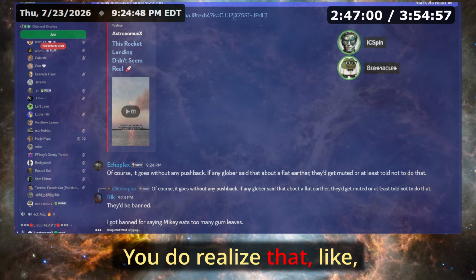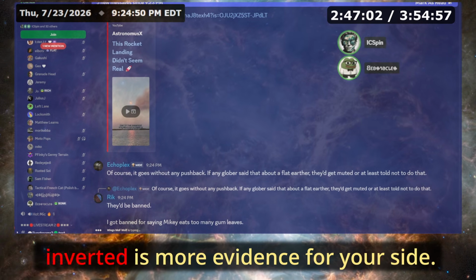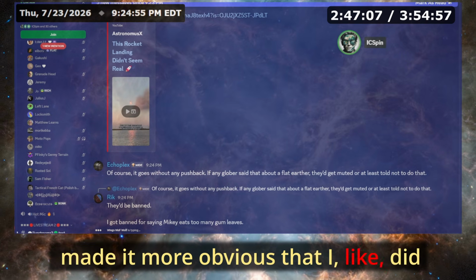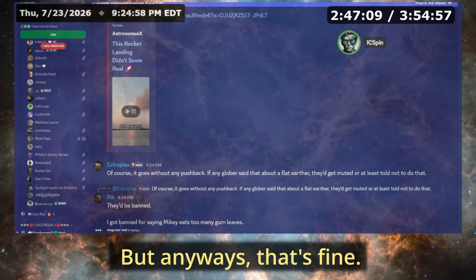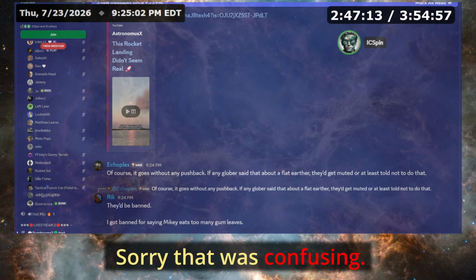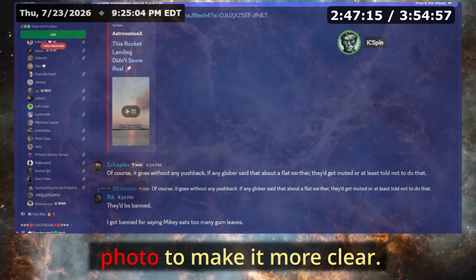Okay, you do realize that it being inverted is more evidence for your side. I mean, dude, I don't think I could have made it more obvious that I did some twisting and turning. But anyways, that's fine, that's beside the point. Sorry that was confusing. I should have put this in my original photo to make it clearer.